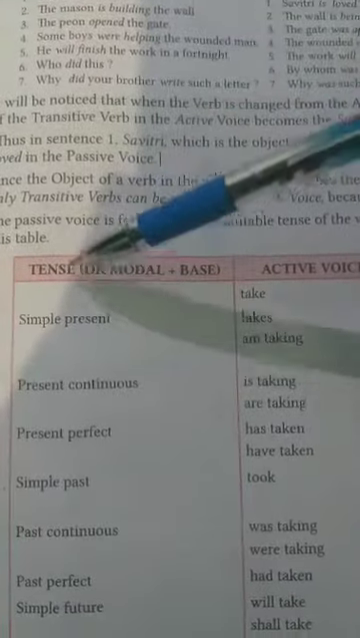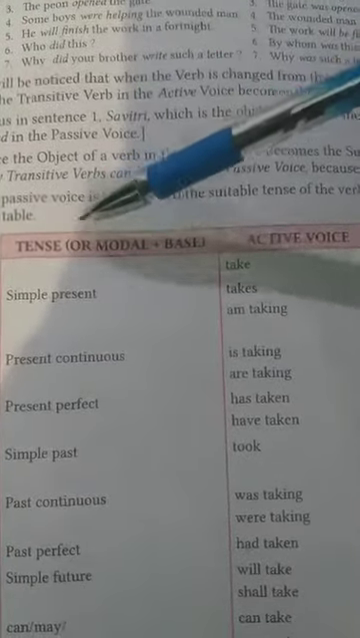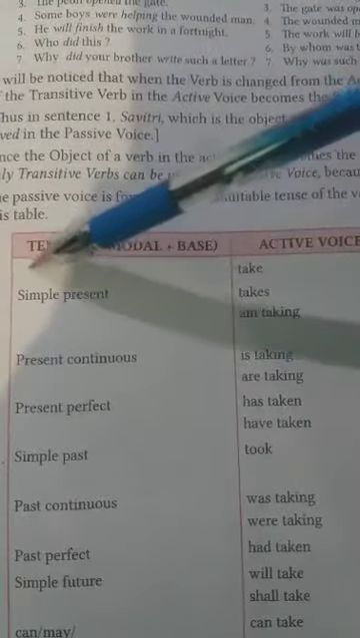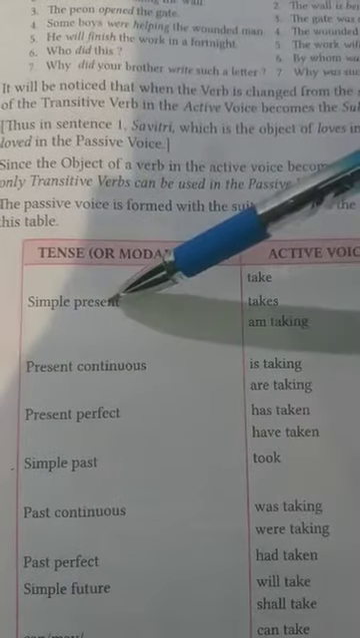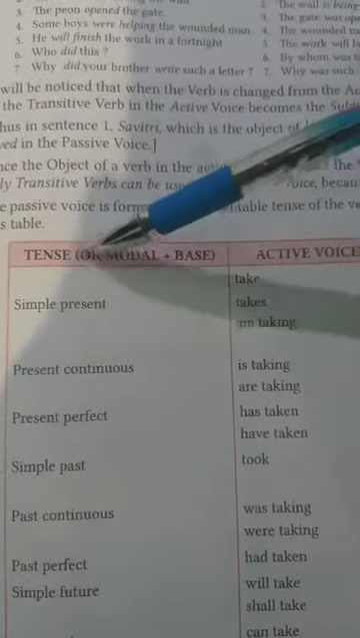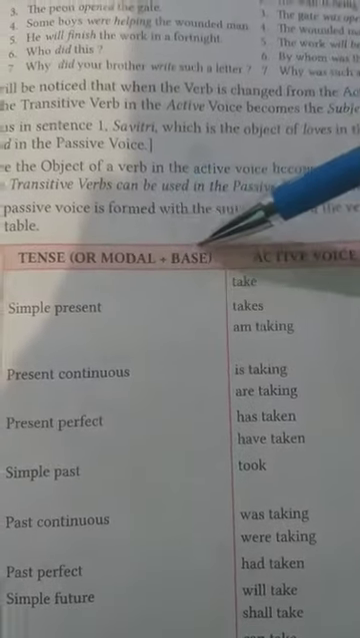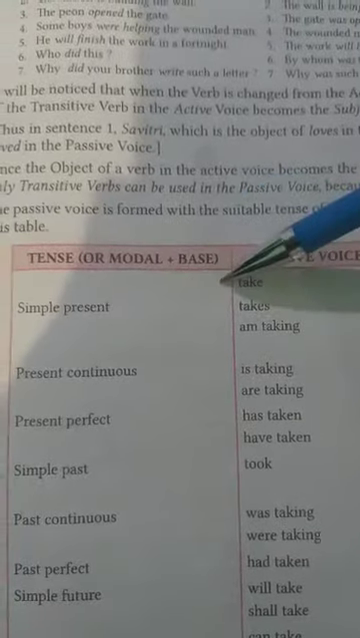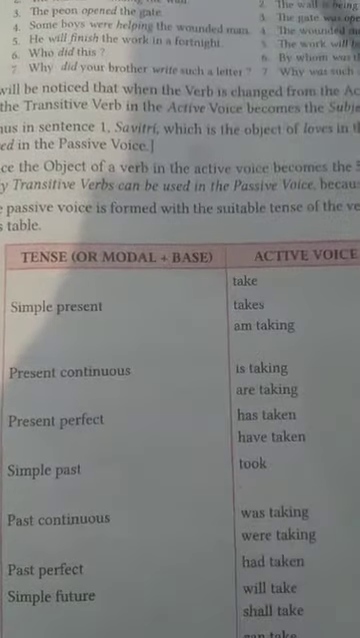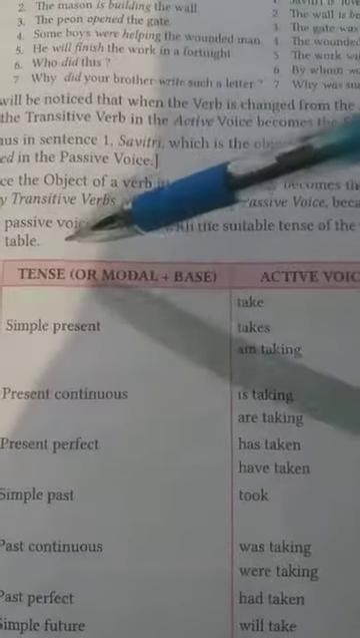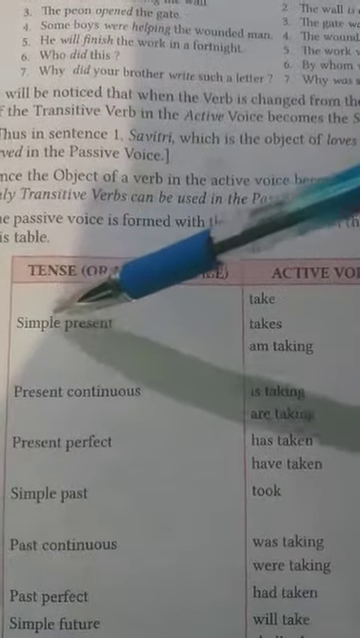Now we see the chart. Tense or modal plus base. Tense means which tense we are using, that tense we will see. Suppose simple present tense, with that tense when we change the active into passive voice, we use some base form verbs. Base form verbs means be form verbs: is, are, am, was, were. These verbs we use while changing sentences into passive voice. So first of all, simple present tense.